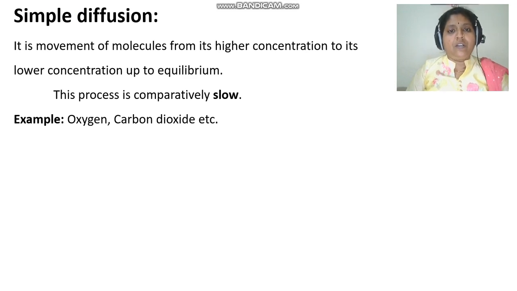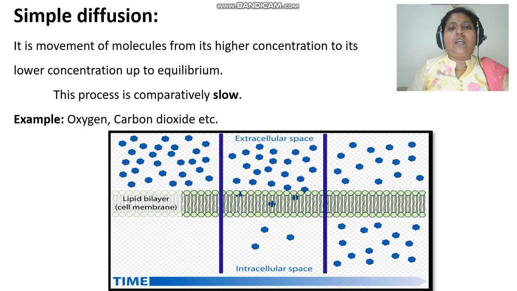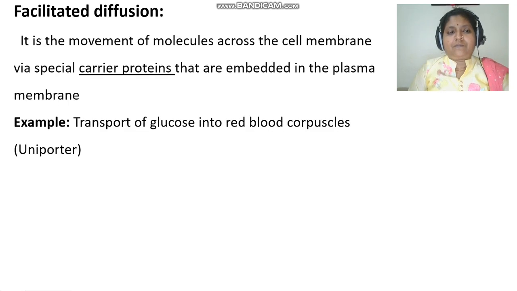The first one is simple diffusion. It is the movement of molecules from higher concentration to lower concentration up to the equilibrium. This process is comparatively slow. An example is oxygen or carbon dioxide. This is a plasma membrane. On one side, a higher concentration of the molecule is observed, and slowly and steadily it is distributed on both sides of the plasma membrane.